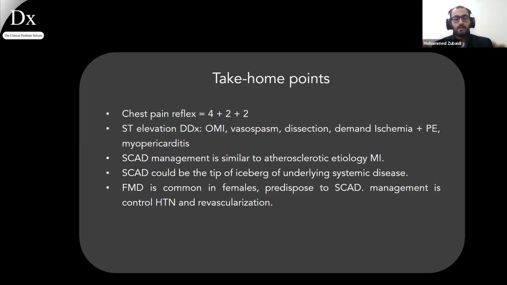SCAD management is similar to atherosclerotic etiology MI, and SCAD could be the tip of the iceberg, as in this case. Both of them are non-inflammatory, and we have to look for fibromuscular dysplasia. Fibromuscular dysplasia is a female predominant disease and can predispose to SCAD, and management is controlling hypertension and revascularization.